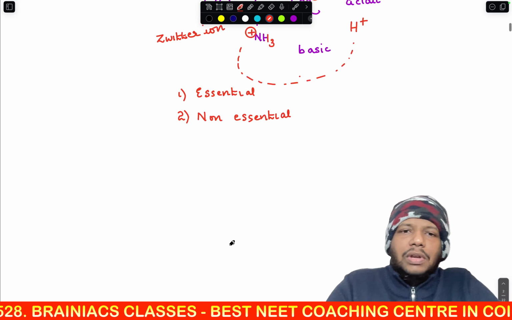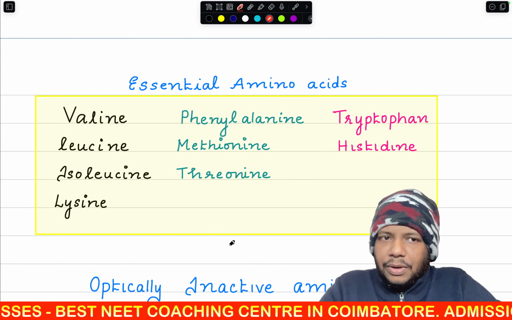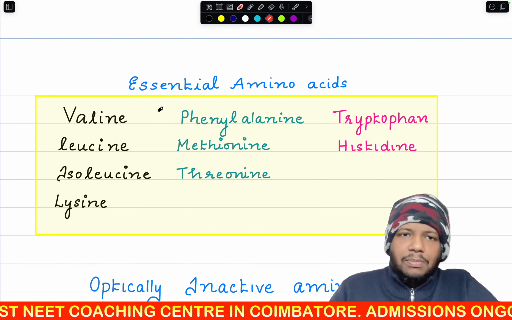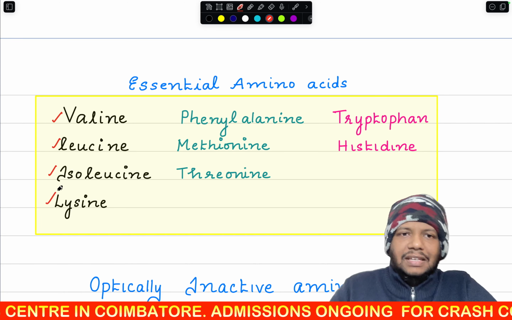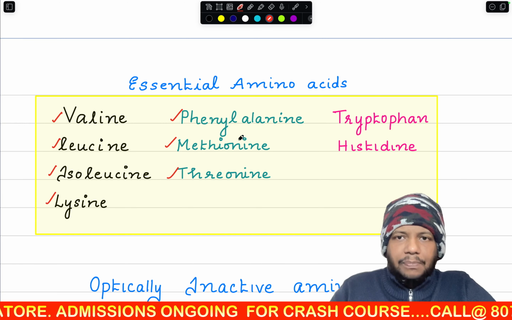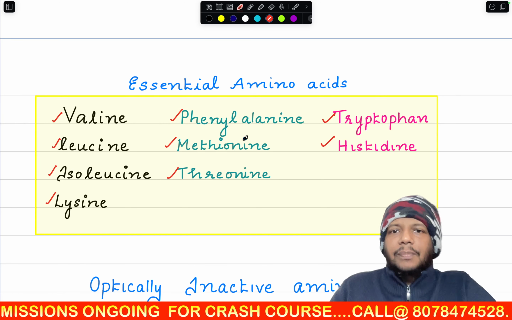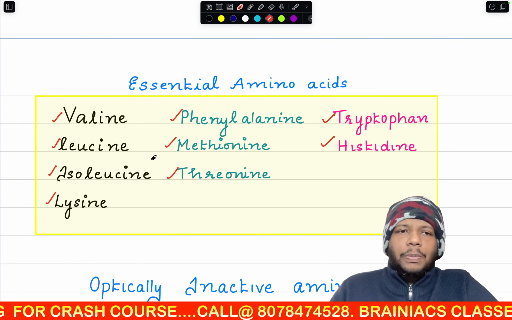Now in this question they are asking which are the famous essential amino acids. So please, it is very important to remember valine, leucine, isoleucine, lysine, then phenylalanine, methionine, threonine, then tryptophan and histidine. These are the various famous essential amino acids. So I used to group it like this.